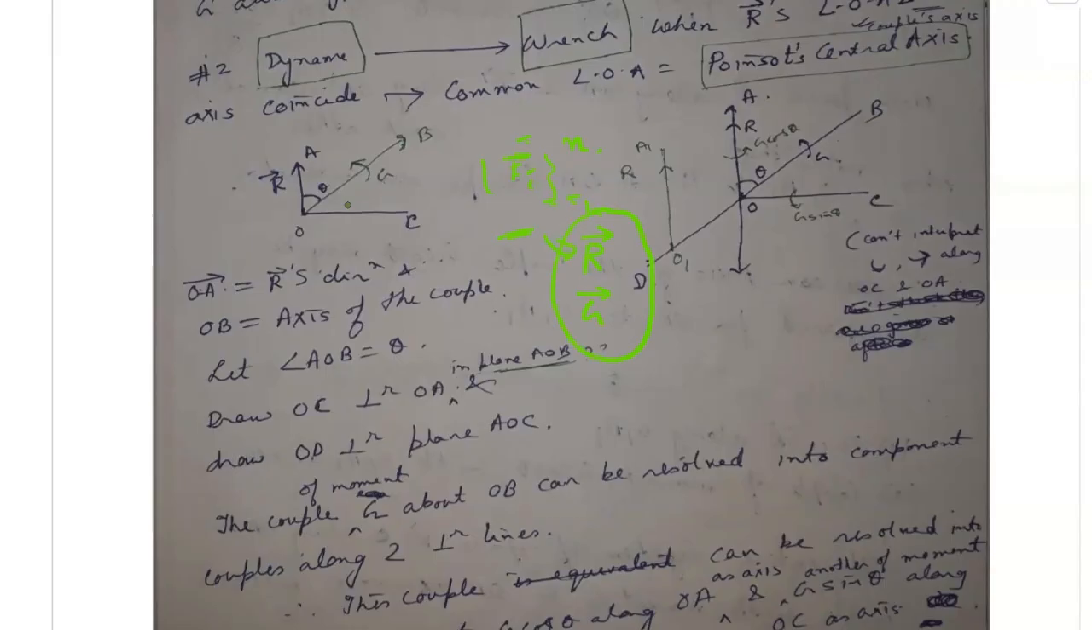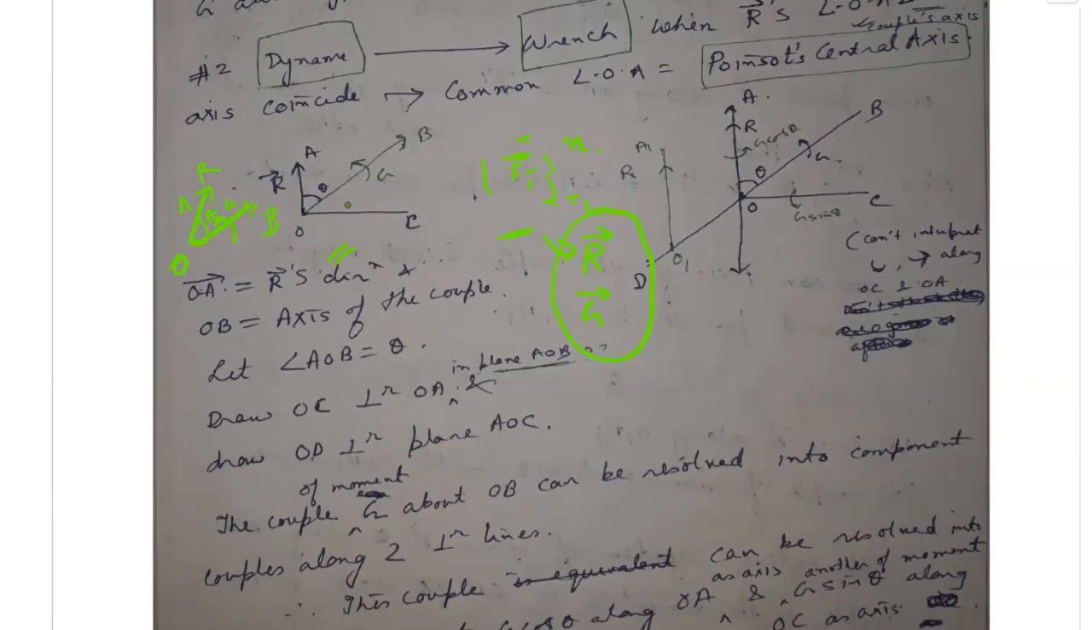Let me put it more straightforwardly. Your line of action of R might be this one, anything. Whatever your line of action is, you consider O here as a base point. And then let the couple, whose axis is obviously passing through O as per our theory we have seen, be this couple with axis OB. So this is OA, and this is OB. Let this be the angle between the two. I have also listed it down here: OA is R's direction, OB is the axis of the couple, and angle AOB equals theta.